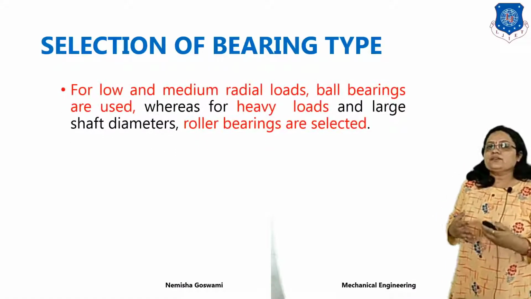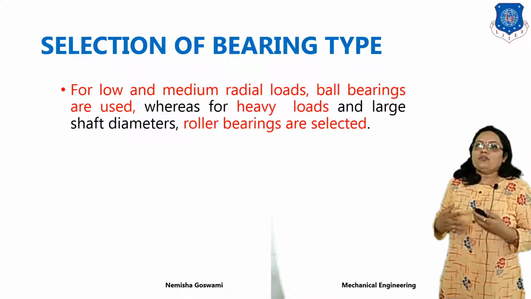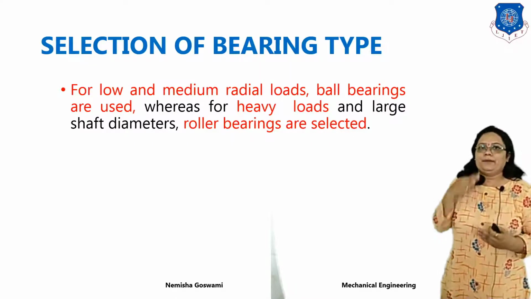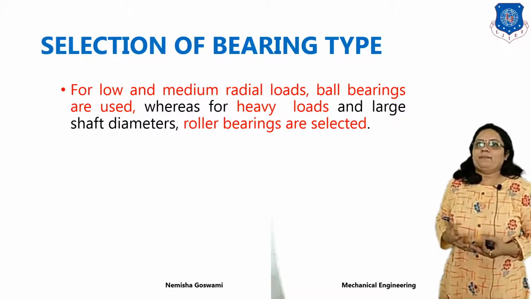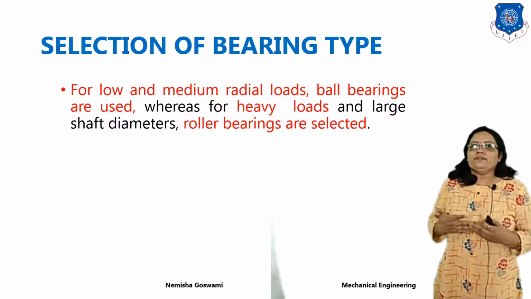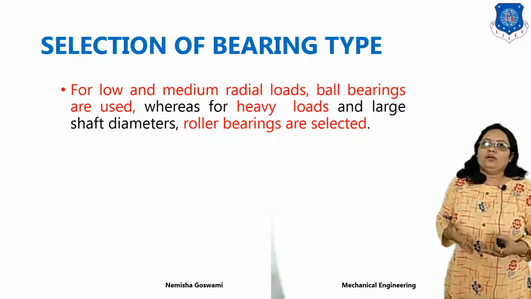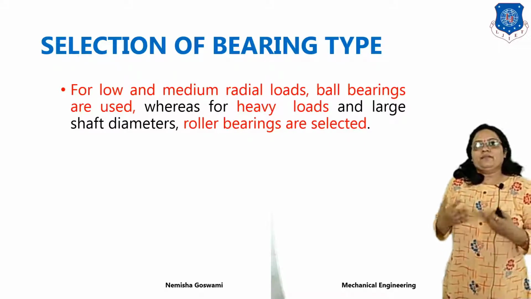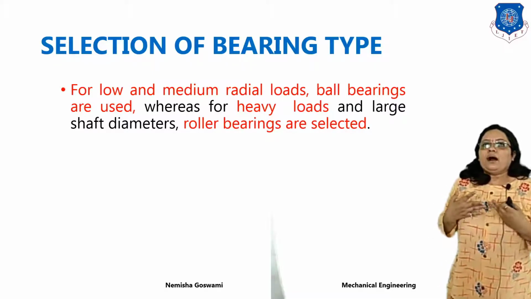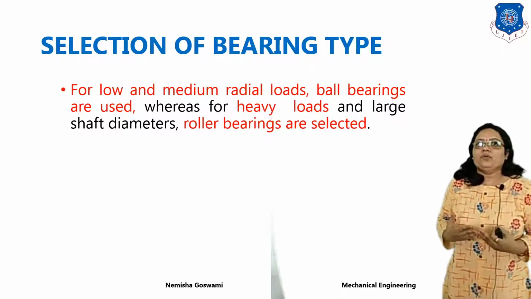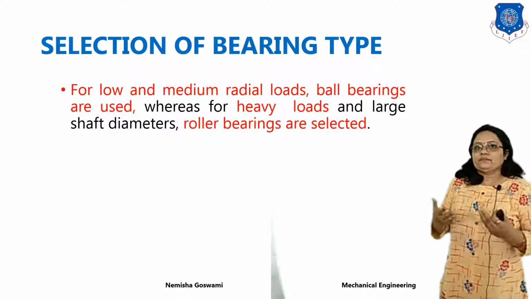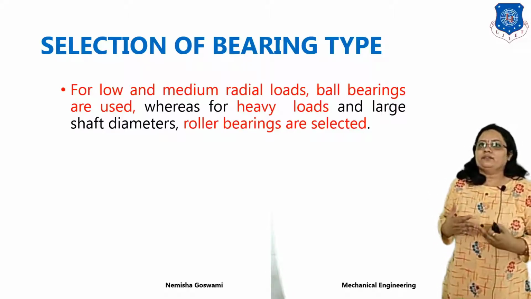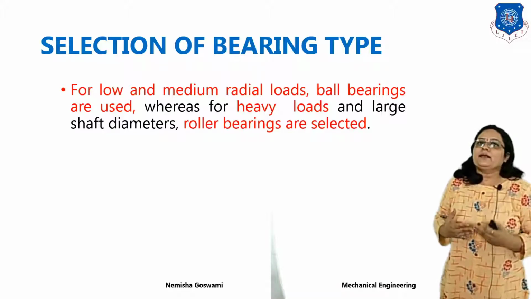So first of all, selection of bearing type. How will we select bearings? Bearings are always selected on the basis of their applications. This is the main fundamental. If there is a heavy load requirement, or the load on the bearing will be very high, or very low, how much load the bearing has to withstand is the basic criterion for the selection of bearing type.